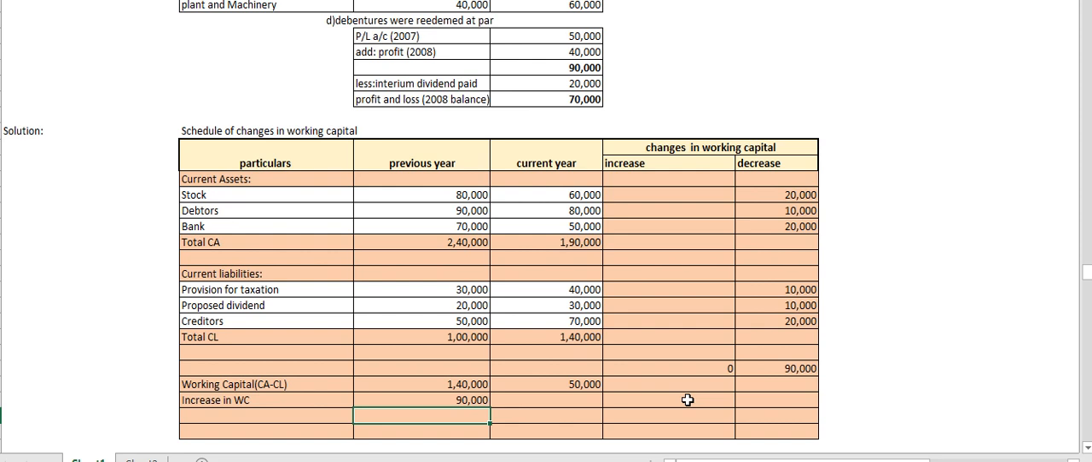So this 90,000 will be put in your increase column. It is a decrease in working capital because last year it is 1,40,000, the current year it is 50,000, so there is a decrease of 90,000, which you will put in your increase column in order to balance with your decrease column. So now the total is 2,30,000.